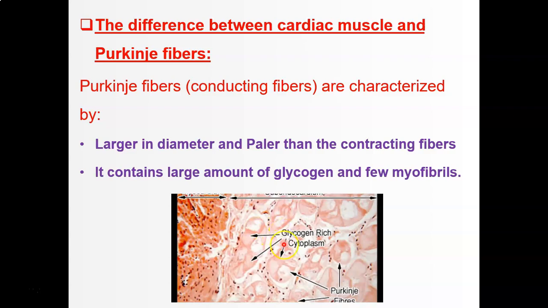Why is the Purkinje cell paler than cardiac muscle fibers? As it contains a large amount of glycogen and few myofibrils. On the reverse, the cardiac muscle fibers contain a large amount of myofibrils and a smaller amount of glycogen.